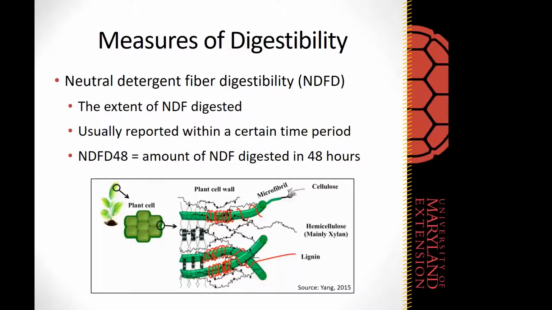So we talked about NDF as being the total fiber content of that forage. We can measure how much of that fiber is actually able to be digested. And usually for this, it's reported by a certain time period. So if you see NDFD 48, that means the amount of NDF that was digested in 48 hours. And you may see NDFD 32, NDFD 72. There's different time periods that go along with that, but 48 is usually the standard that's used for NDFD. So it's just telling us how much of that fiber is actually able to be digested and broken down by the animal.